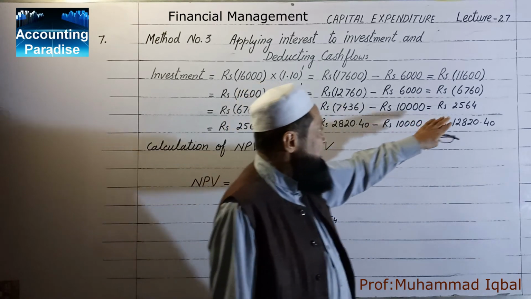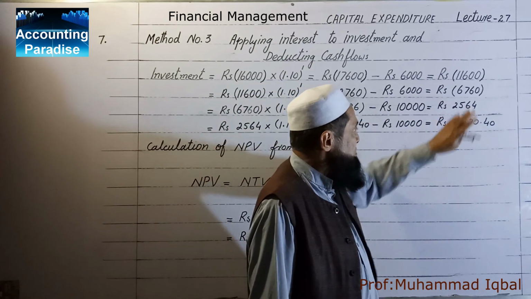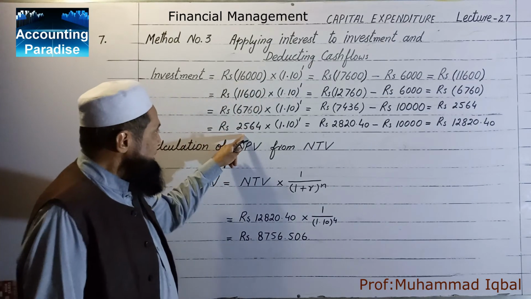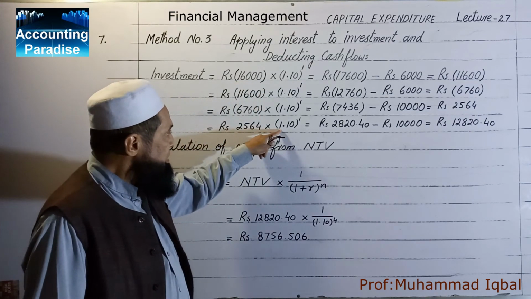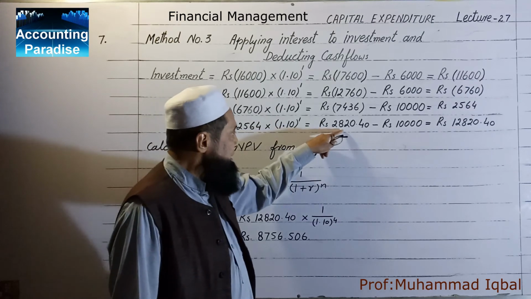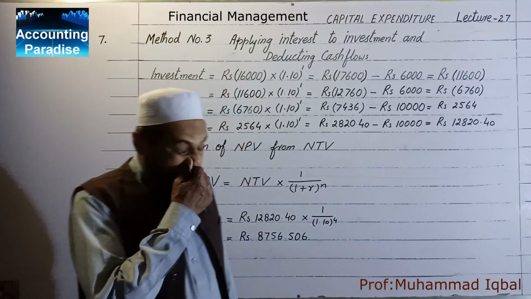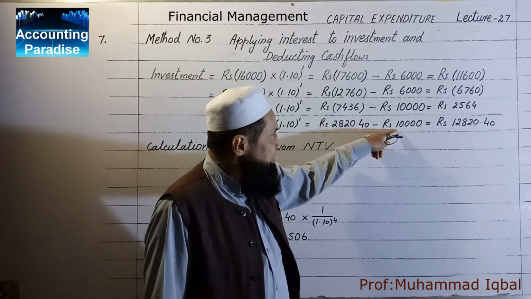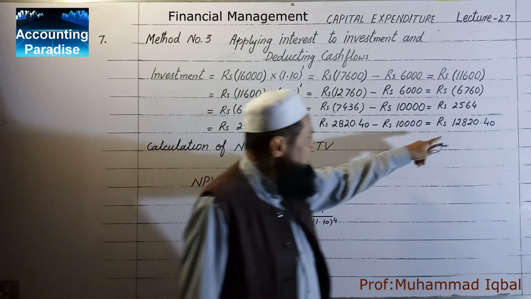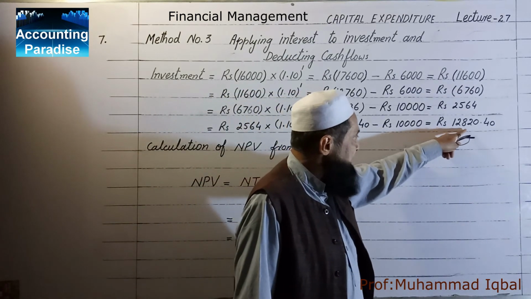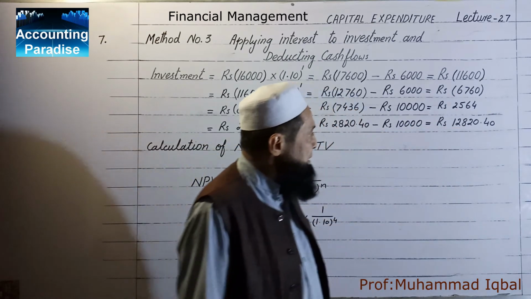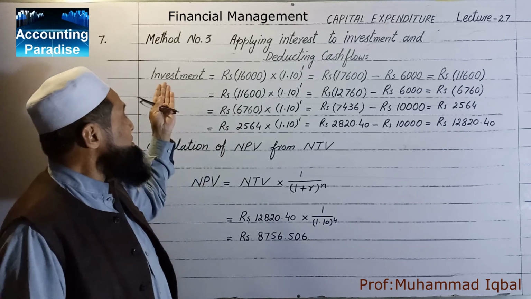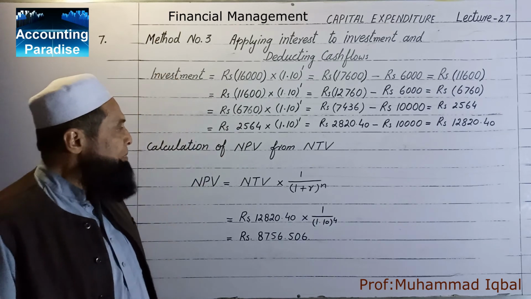Now it is an inflow. It remains an inflow. Now interest applied to this amount comes to 2,820.40. Again the cash flow is 10,000. It comes to 12,820.40. Same result as in method 1 and 2.